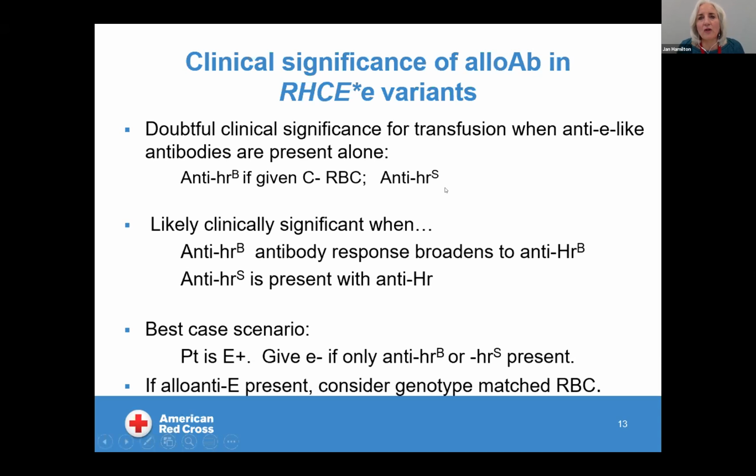Anti-HrS, same way, although in my knowledge, not necessarily direct experience, the anti-HrS antibodies tend to be a little more clinically significant. But if you get into the situations where these little e-like antibodies are also present with allo antibodies to the broader protein, then that's when the clinical significance greatly increases. So our best case scenario, we like to see patients who are big E positive, because then we are not risking immunization to the big E, and we can give little e negative red cells if it looks like only HrB or HrS is present. If the allo anti-big E is present, then if it looks like these antibodies are clinically significant, then we must consider genotype matched red cells if available.